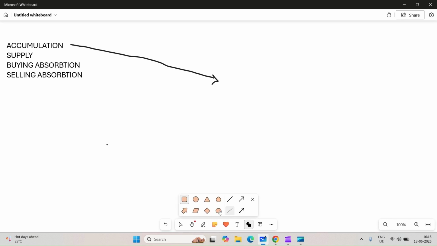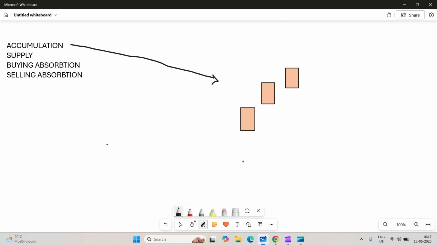Say suppose now the stock, these are the candles, the price is moving up. So what institutional buyers will do is first buy more quantities, and later on they will buy smaller quantities of that particular stock. They will literally drain the liquidity.